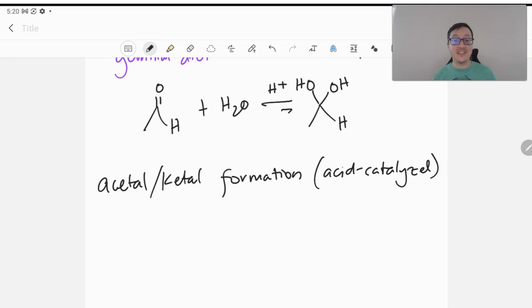In fact, acetals and ketals are base-immune. They are not affected by bases, which is very useful. So when we're looking at acetals and ketals, instead of using water, we're going to use an alcohol. And because I feel like it, we'll use ethanol in our example.